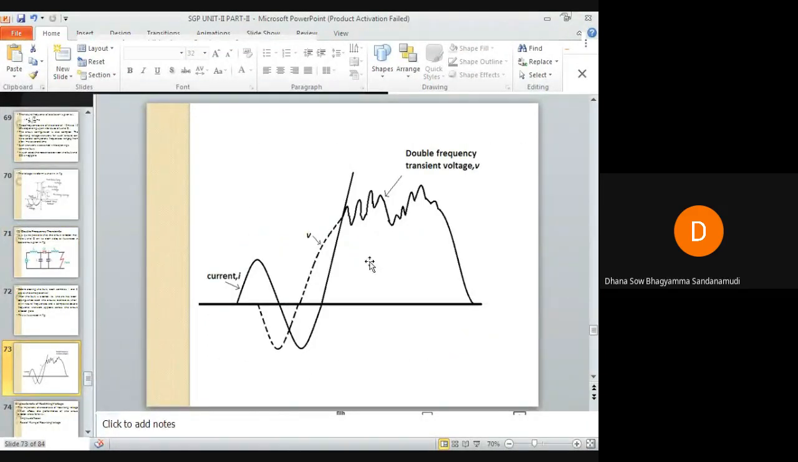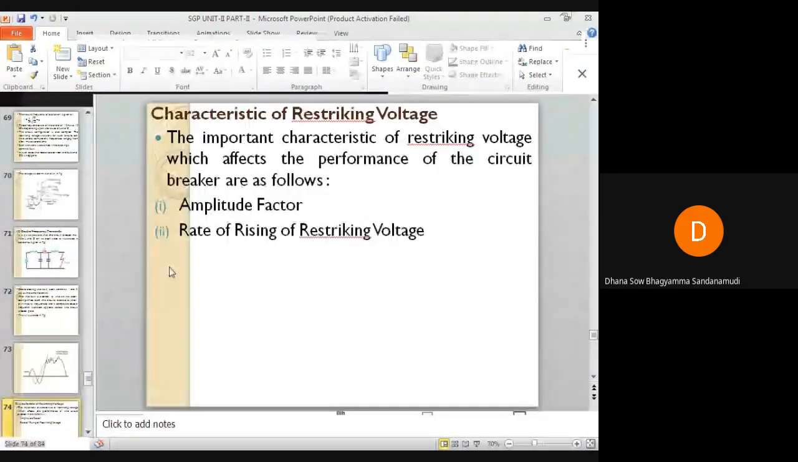This is the fault current, and this V is the system voltage. At some current zero, suddenly when the arc is interrupted, the arc is extinguished, double frequency transients will occur because of the presence of L and C on both sides of the circuit breaker. So this is about the double frequency transients.